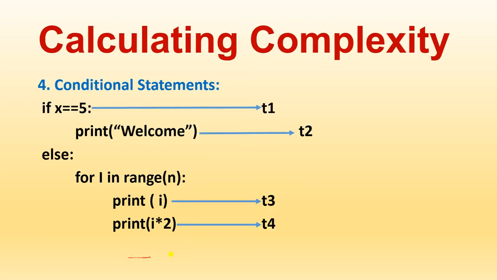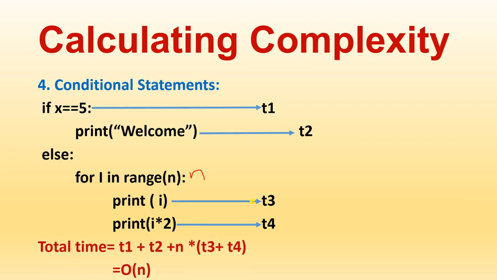Next is calculating the complexity in conditional statements. A conditional statement is when you have if, else, elif, and many if else statements. How will you calculate it? In this, if x is equal to 5, then print welcome, else for i in range n, print i multiplied by 2. Here x is equal to 5 is a condition that is checked, so it will also take some time. So the time is constant here. For the printing statement also the time is constant.